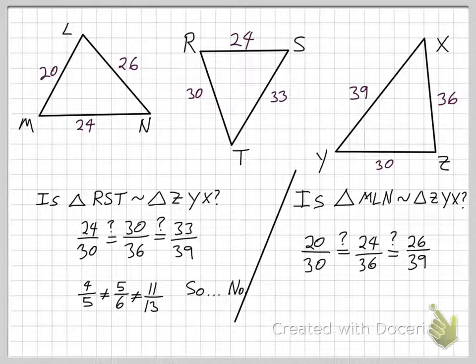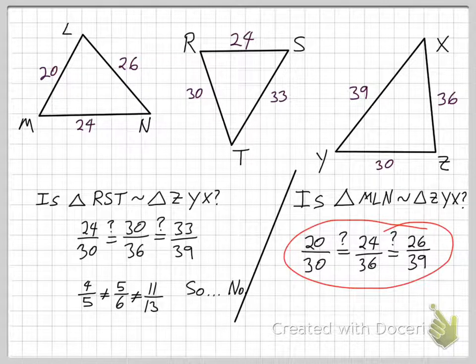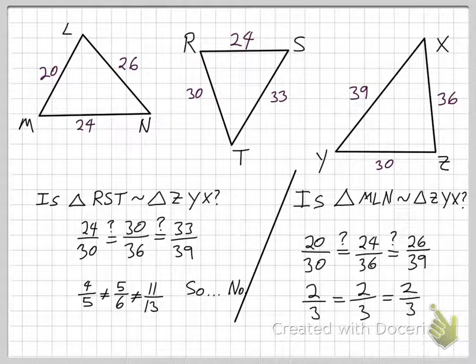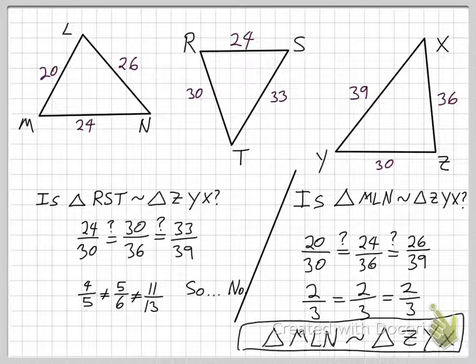If these are in the same ratio, if these are proportional, then the triangles are similar. 20 over 30 reduces to 2/3, 24 over 36 also reduces to 2/3, and 26 over 39 reduces to 2/3. So yes, by the side-side-side similarity theorem, these two triangles are similar. Part of our problem was to create a similarity statement. So that would be triangle MLN similar to triangle ZYX.